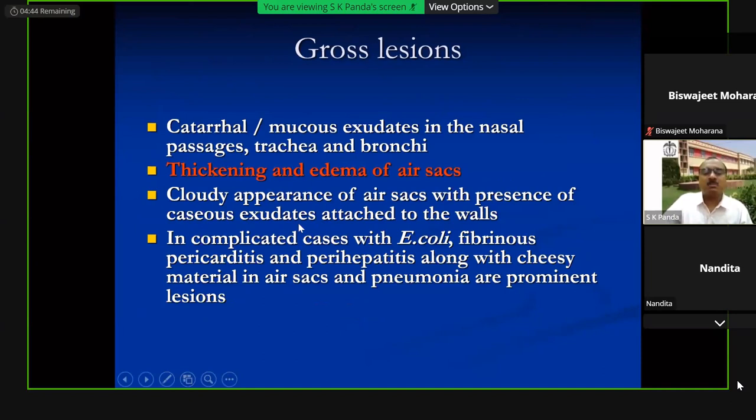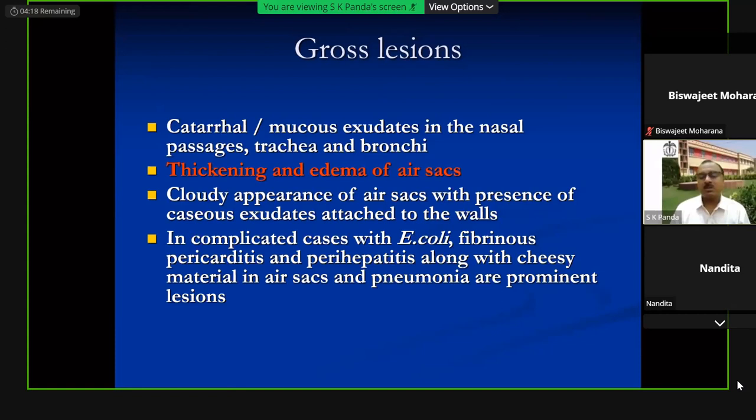And sometimes it is complicated with E. coli. I have told several times, E. coli and mycoplasma come together. Very, very common. So mycoplasma, why I am telling, mycoplasma will not respond to common antibiotics. It needs a special type of antibiotics like tylosin, tiamulin. These are specific antibiotics required for control of this disease, for treatment.